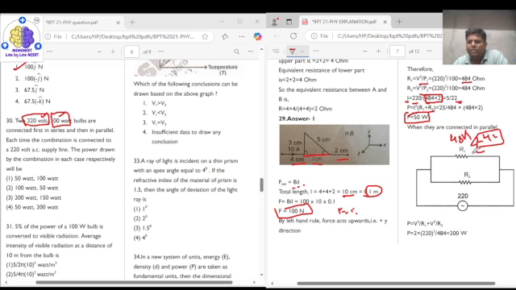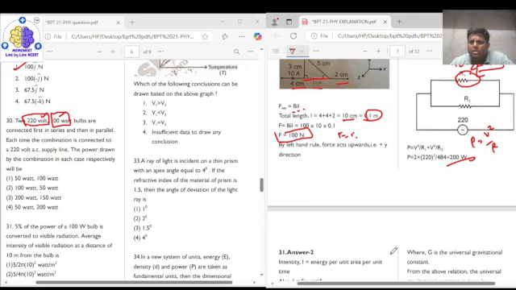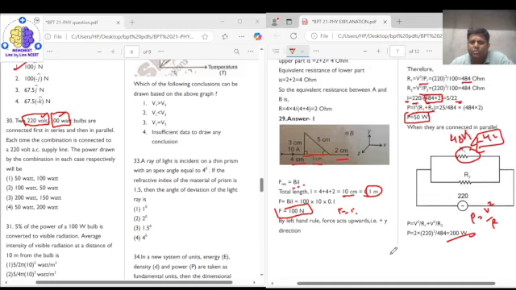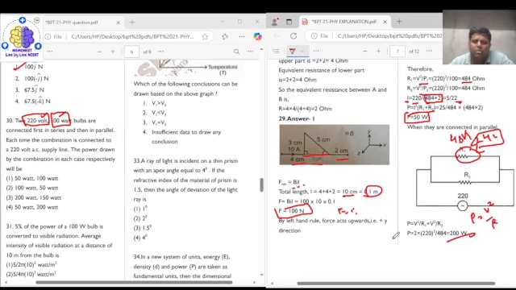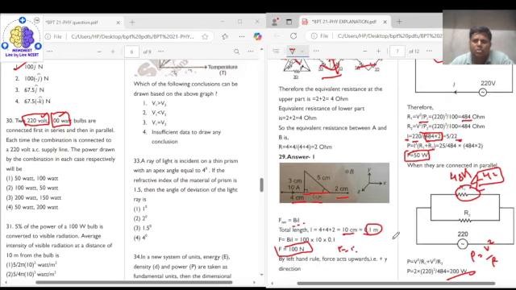Now the power dissipated in each resistor will be, we know that power is equal to V square upon R, and the voltage for each resistance will be the same because they are connected in parallel. So the power dissipated in each resistor will also be the same. So here we get 200 watt in one resistor, right? So in series it is 50 watt and in parallel it is 200 watt. So 50 and 200 watt is in option 4. So the correct answer for question number 30 is option 4.